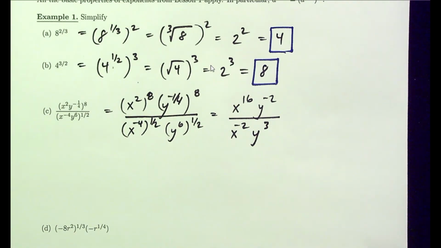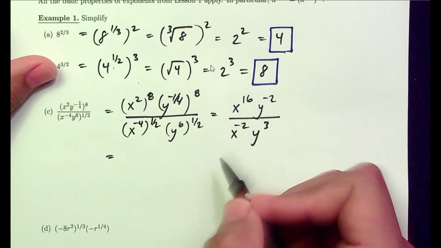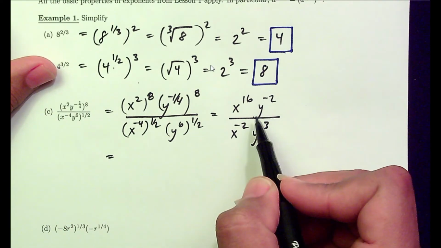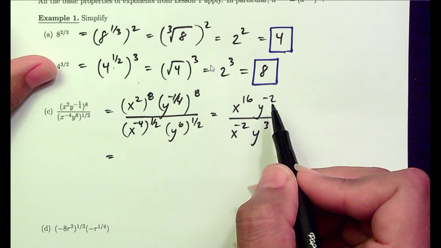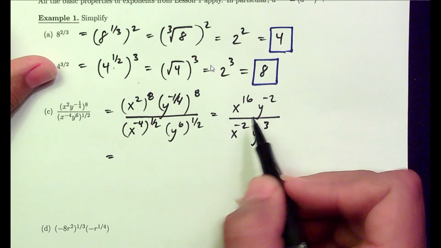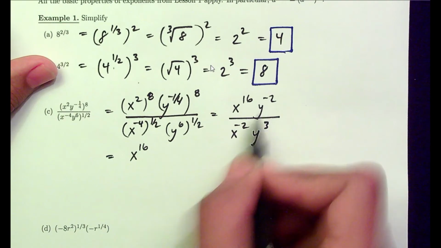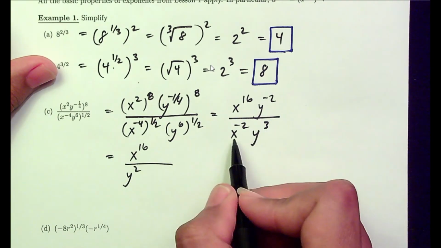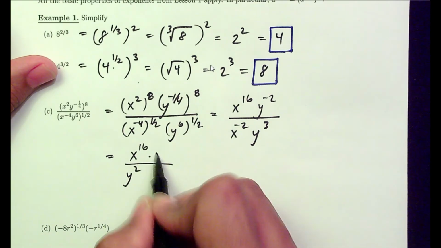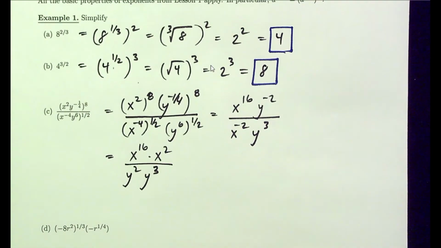Now we're free to move things around, because now they're not trapped in parentheses. They're free to move. Variables that have negative exponents are going to move down if they're on the top, and the ones on the bottom move to the top. So now this is going to be x to the 16. The y to the negative 2 moves to the bottom as y squared. The x to the negative 2 moves to the top as x squared. And then you have on the bottom also the y cubed.